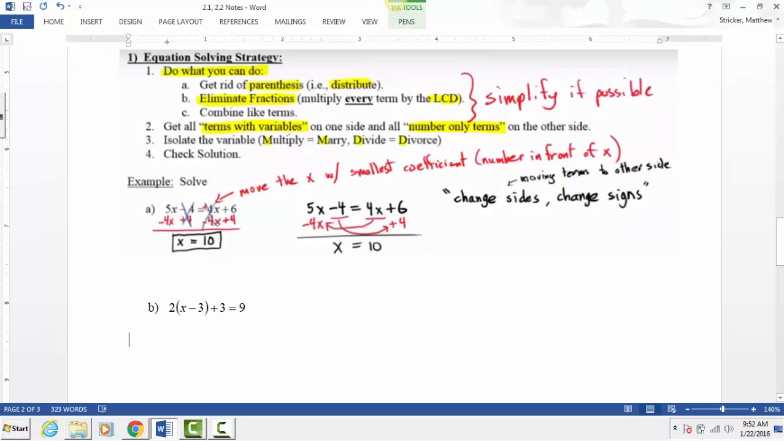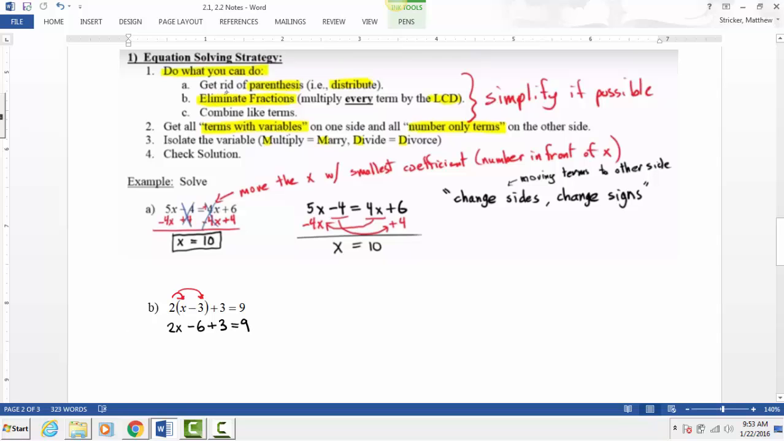So this next example, we do have to do some stuff first before we can start moving terms around. Step 1, do what you can do. We have parentheses that we can eliminate. How do we eliminate parentheses? Well, we distribute. We take that 2, we multiply it by x, and we take the 2 and we multiply it by negative 3. When we do that, 2 times x is 2x, and 2 times negative 3, that's negative 6. We keep the 3, bring that down, and that equals 9.